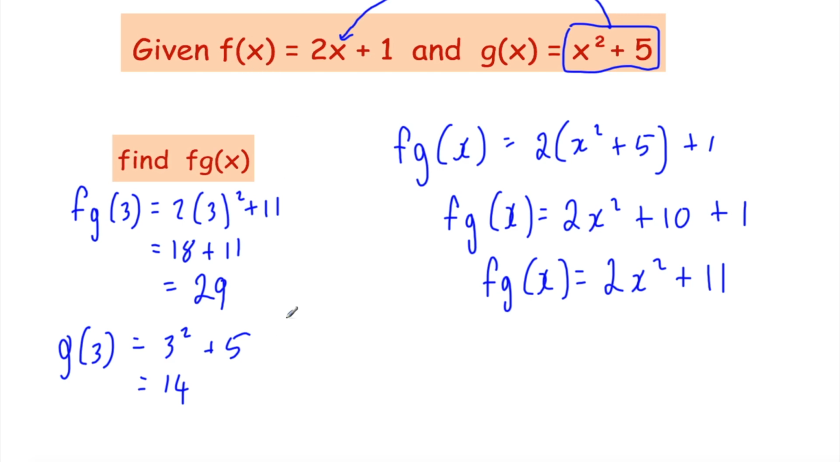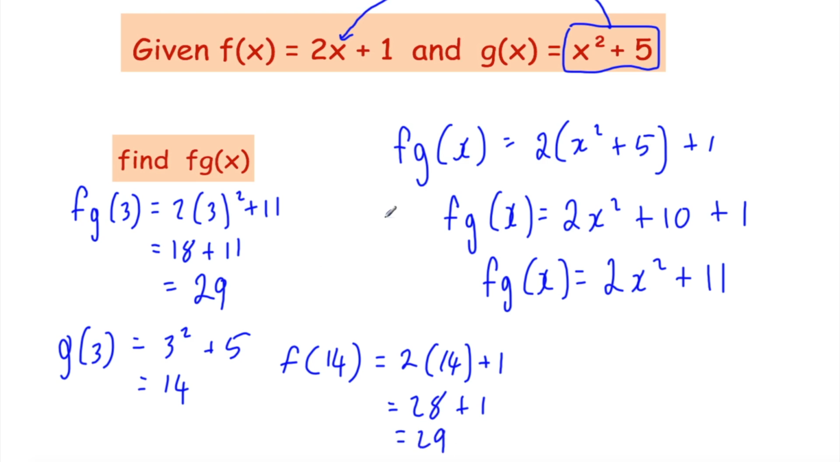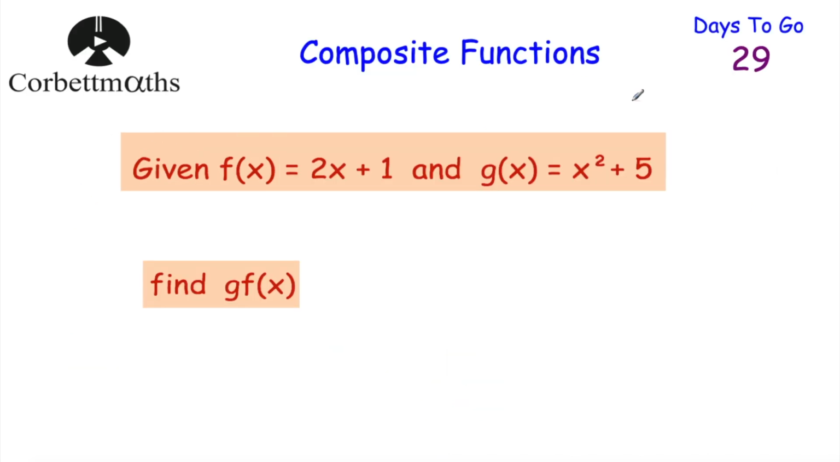Now we're going to substitute that into f. So we're going to do f of 14, and that would be 2 times 14 plus 1. And 2 times 14 is 28, plus 1 is equal to 29. So as you can see, if we apply function g and function f, that's the same as just applying this composite function fg of x, and that's it. Okay, let's have a look at another question.